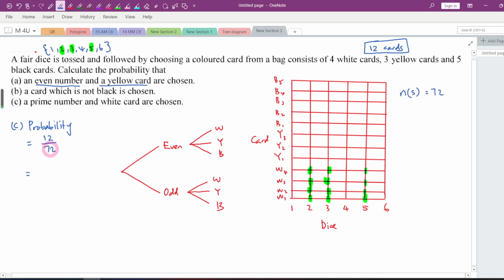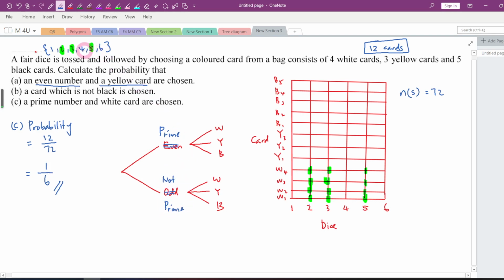So 12 divided by 72, you can simplify it. Divided by 12, divided by 12. So the answer is 1 over 6. So let's say if you want to use this tree diagram, yes, we still can use this tree diagram, but here it's not talking about even or odd. It's talking about prime number or not prime number. Not prime.